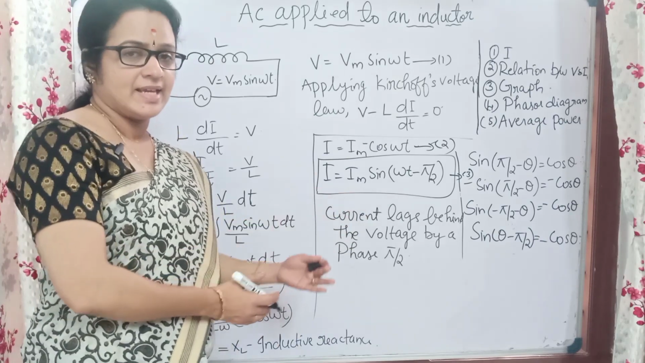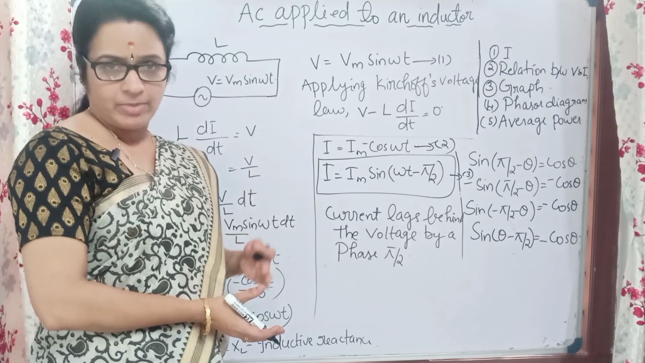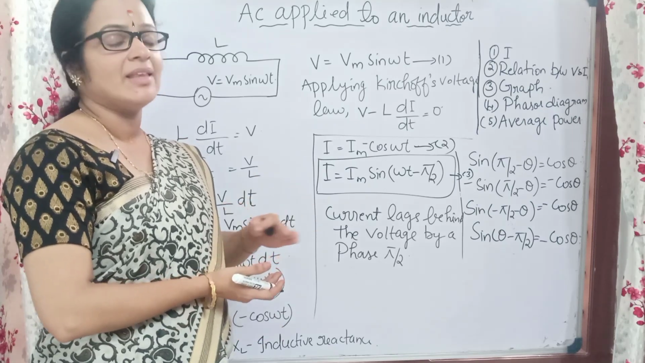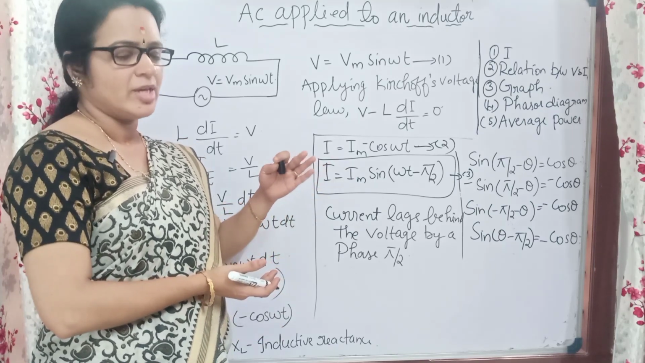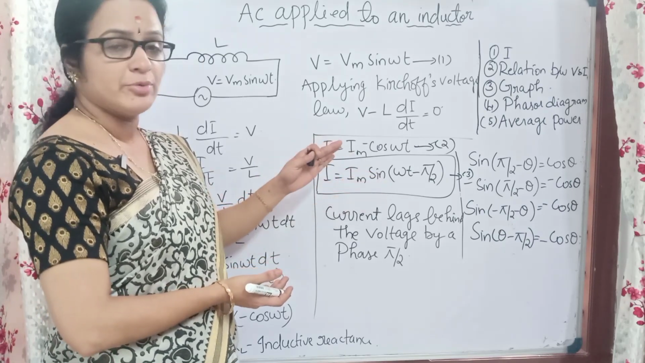So in the last case, that means in the case of capacitors, the current was leading by an amount pi by 2, and in the case of resistor, they were in phase. So pi by 2 and angle were omega t only. Right. So these points you have to remember.